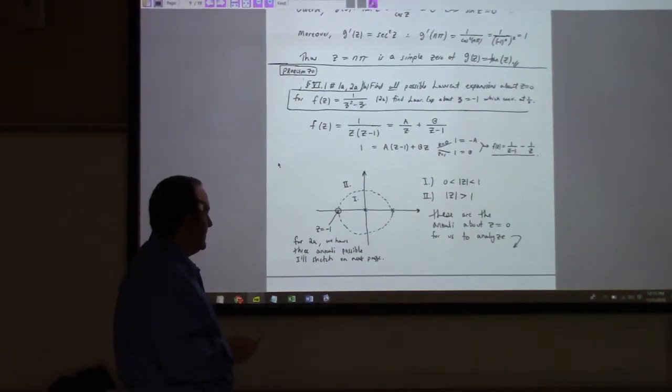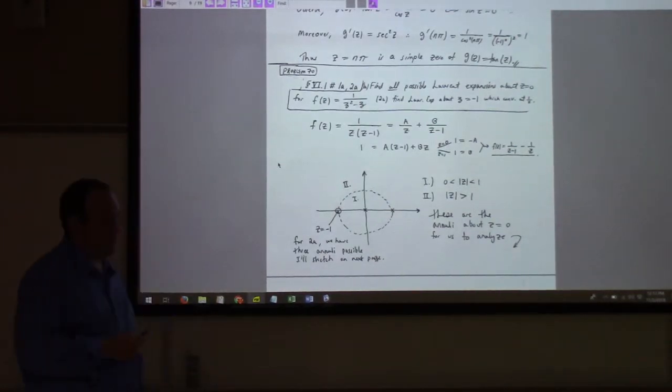So let's see here, what am I doing? Around 0, I expect I'm going to get one expansion between 0 and 1 if I expand about 0. And then I'll get a different expansion around 0 if I'm past 1. The details of those expansions are on the next page.